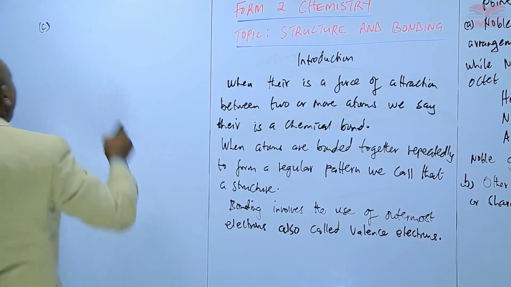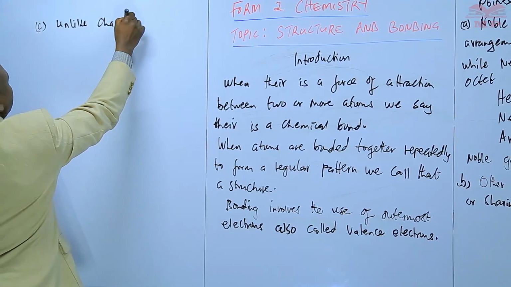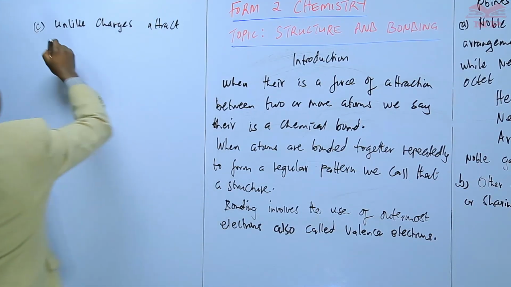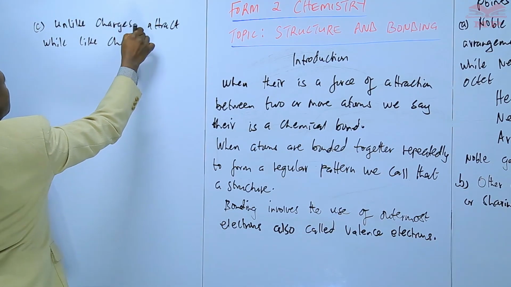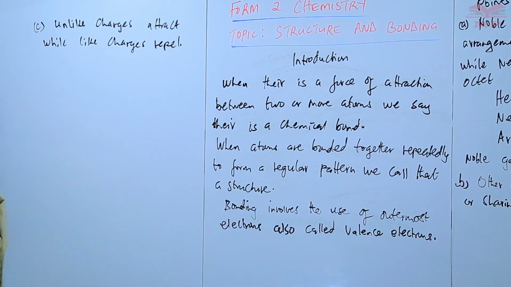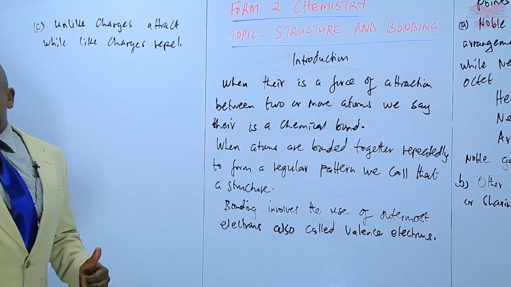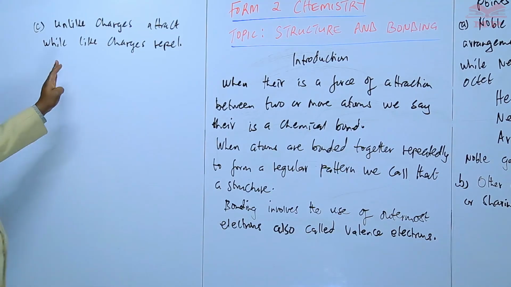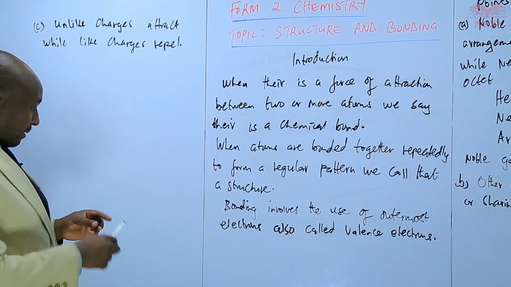And another point to note is that unlike charges attract, while like charges repel. And this explains why positive charges will be attracted by negative charges. So that shows that unlike charges attract, while like charges repel.